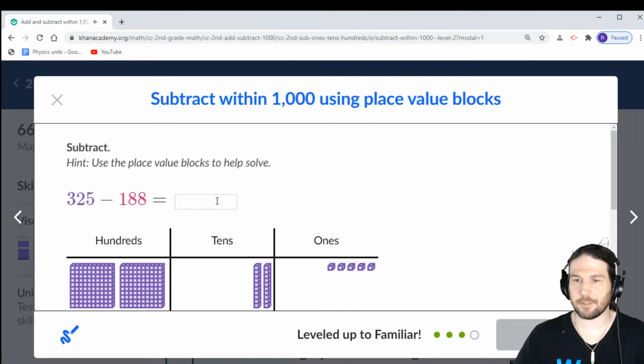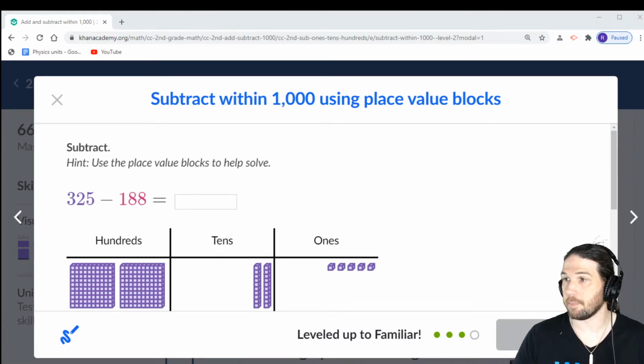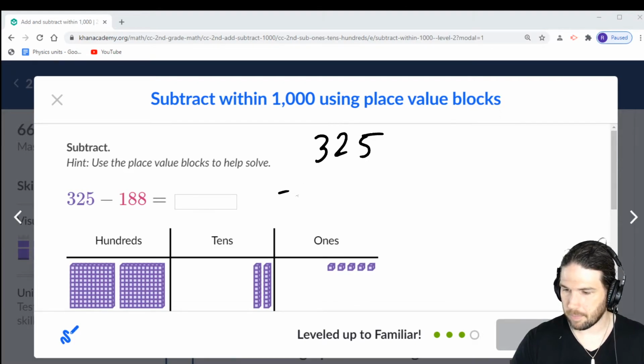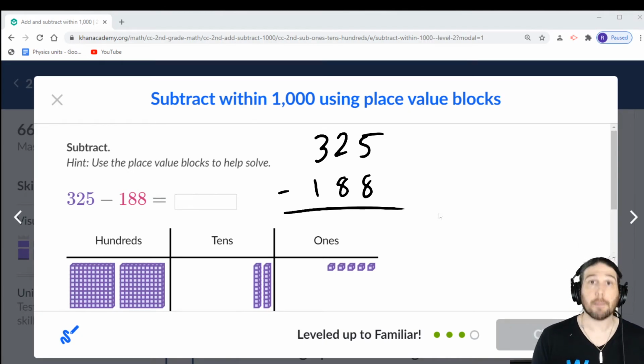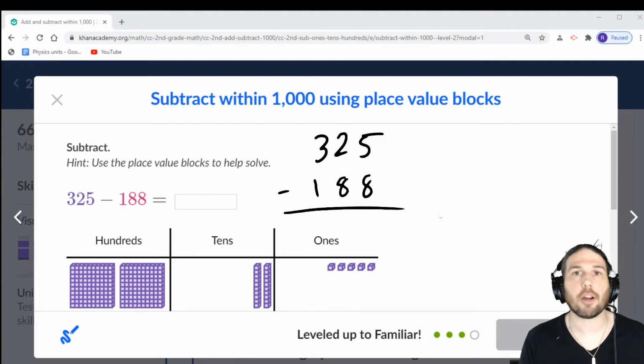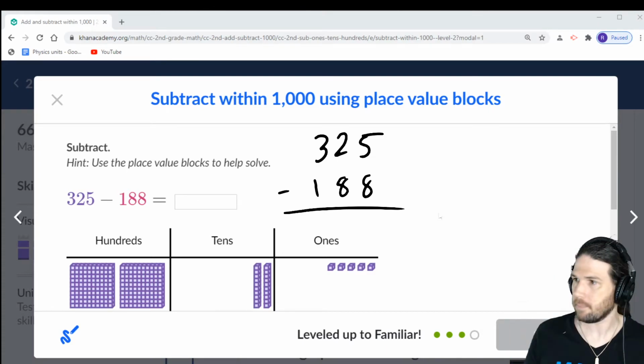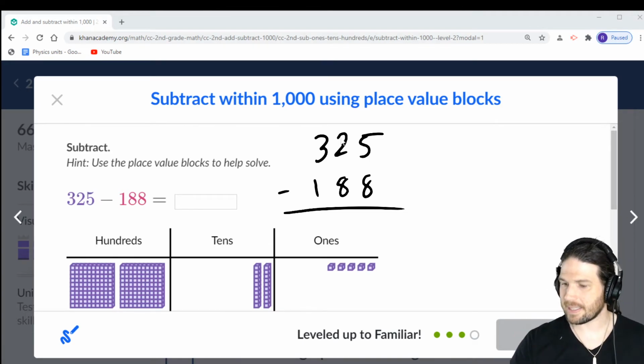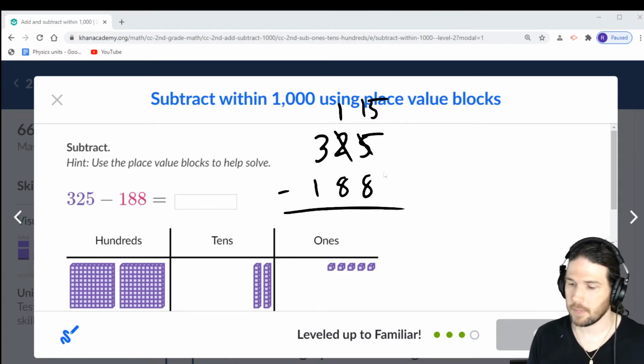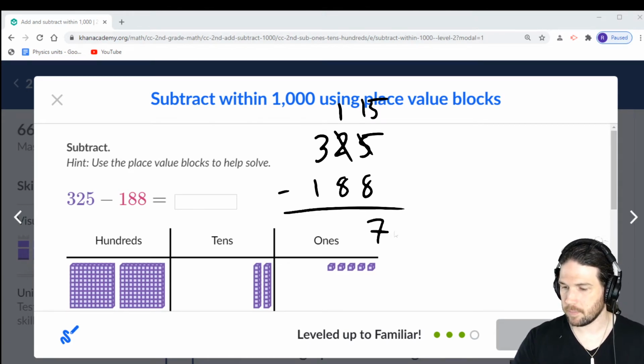Now this one's a little bit different. Not different, but, you know, there's some borrowing. So we'll go ahead and actually write it down. We've got 325 minus 188. Now there's multiple borrowing here, but that's okay. Because again, it's all just a bunch of ones that we are deciding to group in a convenient way. So instead of 25, that's the same thing as 10 and 15. Okay. Well, 15 minus 8 is 7.